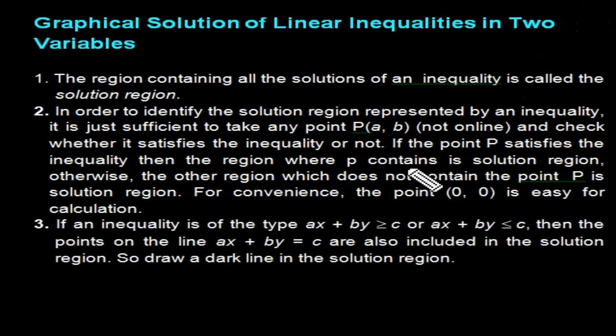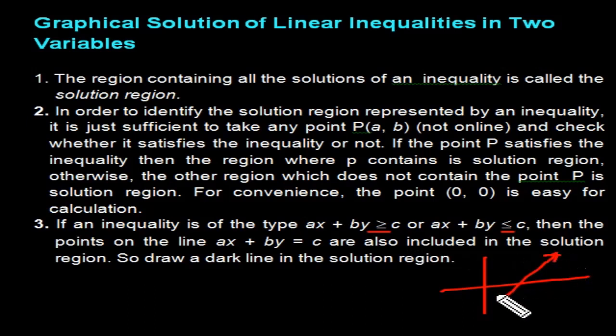Now let us move to point number 3. If an inequality is of the type ax plus by greater than or equal to c, or ax plus by less than or equal to c, in both these inequalities we have the equal symbol, that is, greater than or equal, less than or equal. If it is like that, first we will draw the line by considering it as equal to c. Then we will get two regions.